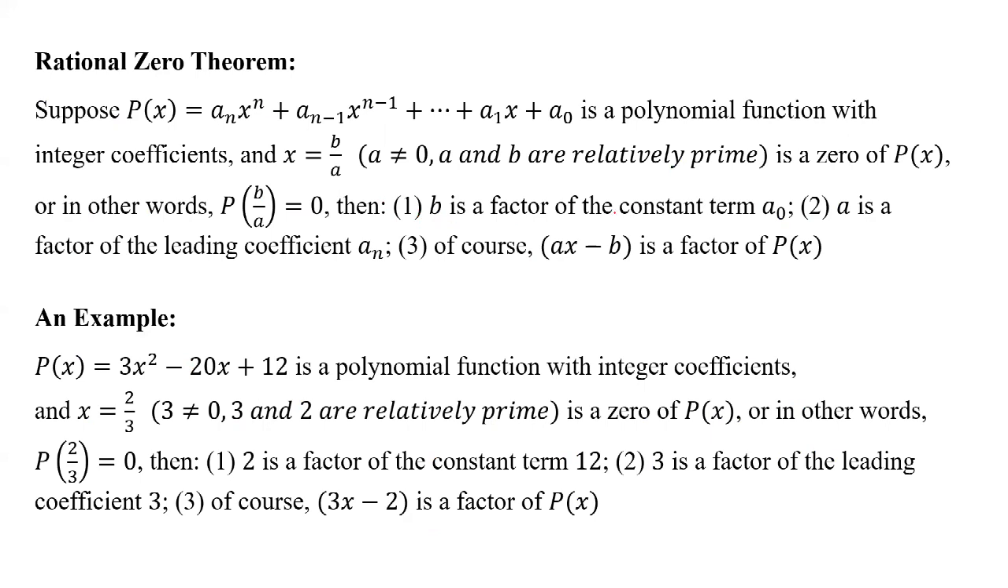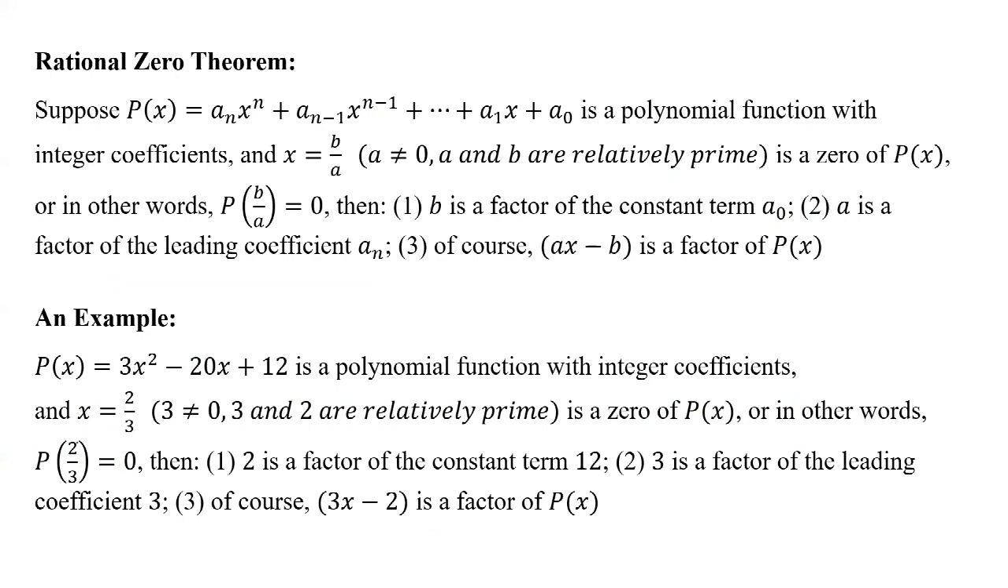First, b is a factor of the constant term a0. Second, a is a factor of the leading coefficient an. And third, of course, ax minus b is a factor of P(x), right? Okay, an example. Suppose P(x) is 3x squared minus 20x plus 12, a polynomial function with integer coefficients. And x being 2 over 3 is a zero of P(x). Or in other words, P(2/3) is 0, right?